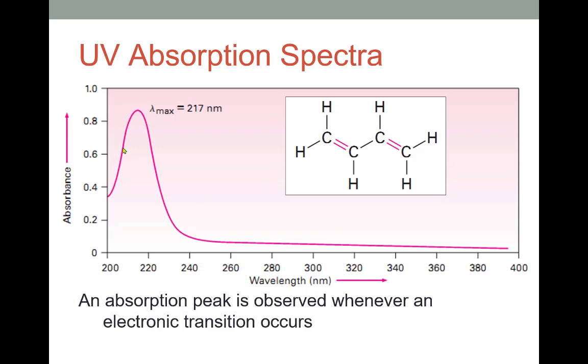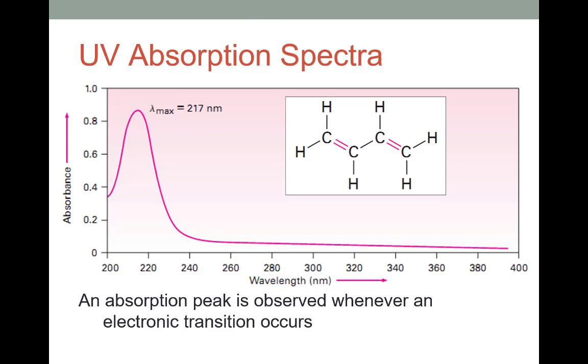And so we see here a trace across that UV region, 200 to 400 nanometers. And we see that it has a lambda max of 217 nanometers. If we were trying to measure, say, the concentration of 1,3-butadiene in a solution, we could use this. We could generate a standard curve measuring absorption at 217, and we would be sort of specifically, or at least selectively, looking at this molecule, this structure.